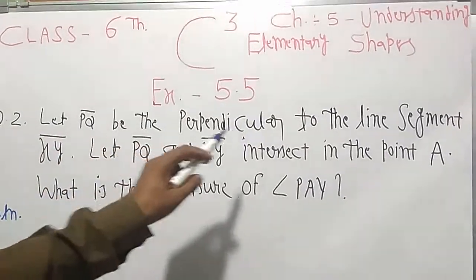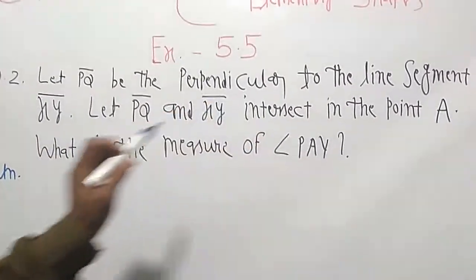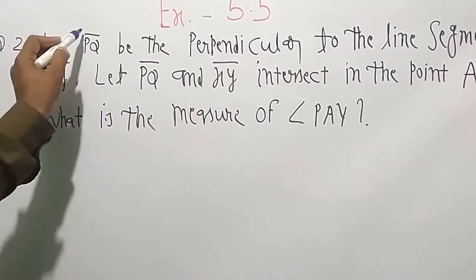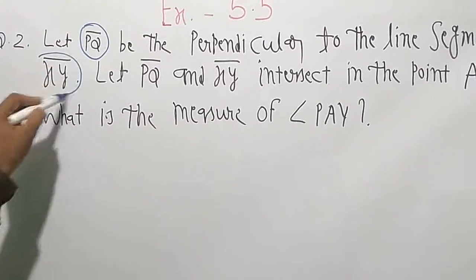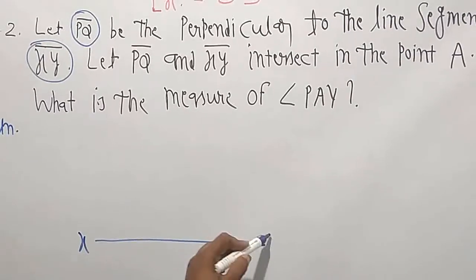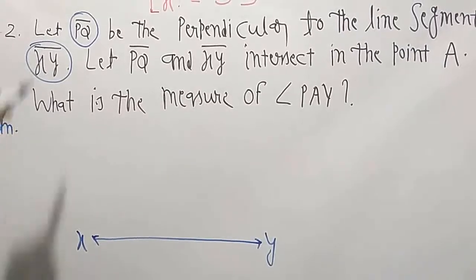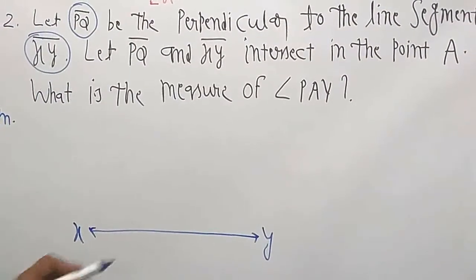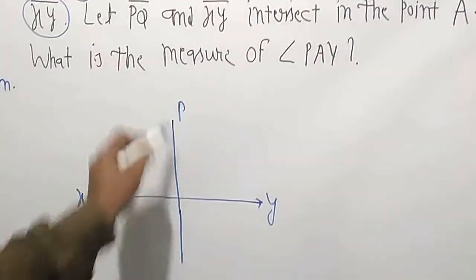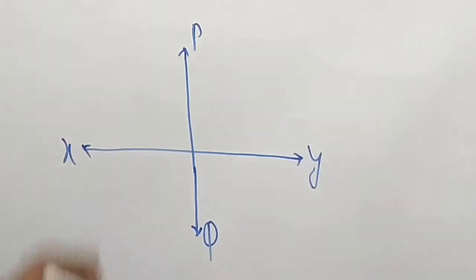PQ is perpendicular to the line segment XY. Let PQ and XY intersect at the point A. What is the measure of angle PAY? Here we are talking about PQ and XY. So first we draw XY. This is a line, and PQ is perpendicular to the line segment, so we draw the perpendicular here. It is PQ. PQ is perpendicular on XY.